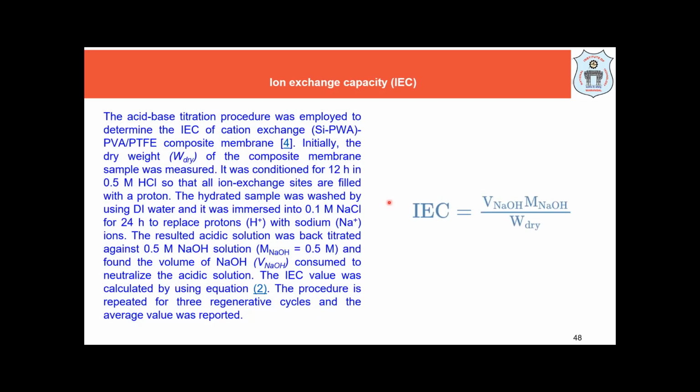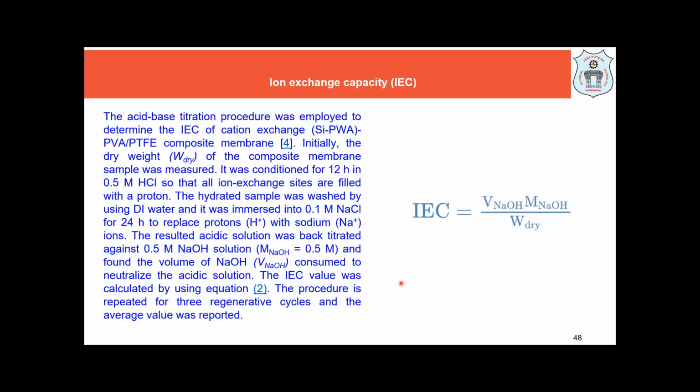And there is another property called ion exchange capacity, IEC. The acid-base titration procedure will be employed to determine the ion exchange capacity of the cation exchange composite membrane. So what they do is the dry weight of the composite membrane sample will be measured. It will be conditioned for 12 hours in 0.5 molar HCl so that all the ion exchange sites are filled with protons. Then the hydrated sample is washed using distilled water, and again it is immersed in 0.1 molar NaCl for 24 hours, where we are replacing all the H plus ions with sodium ions.